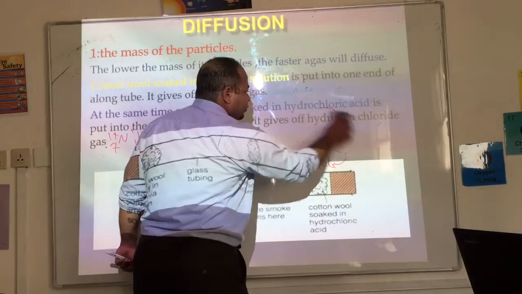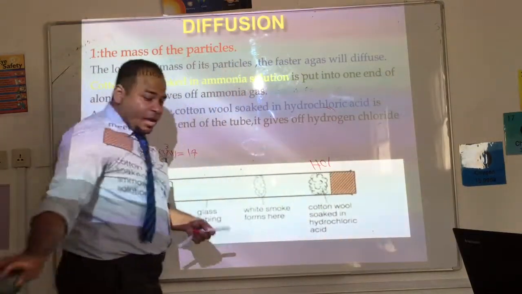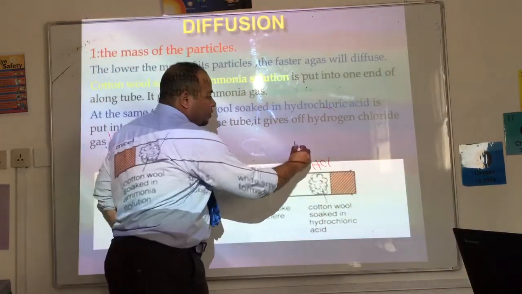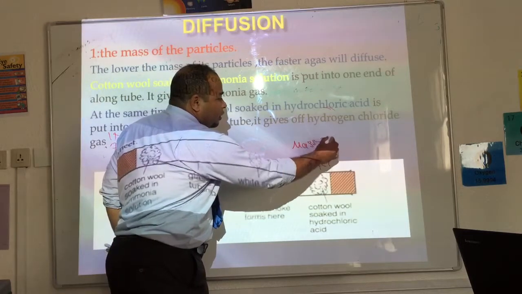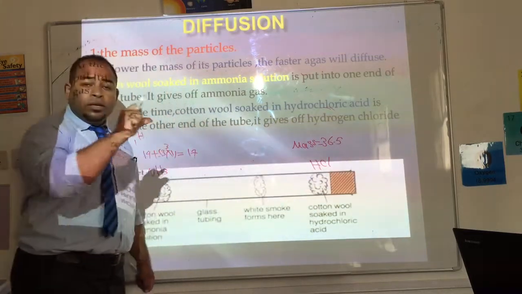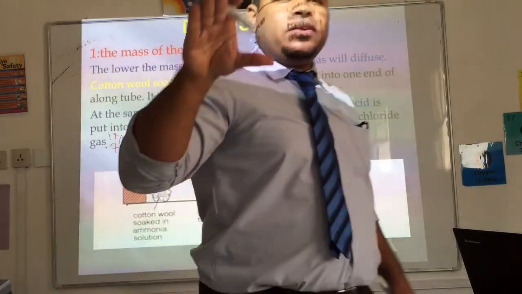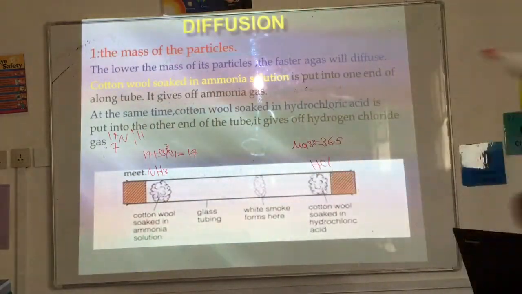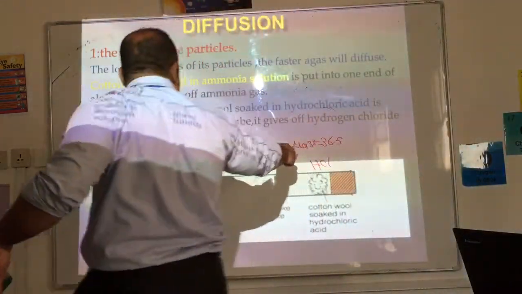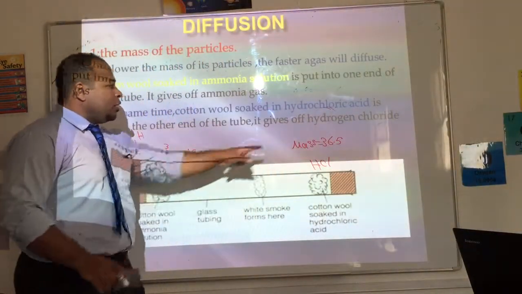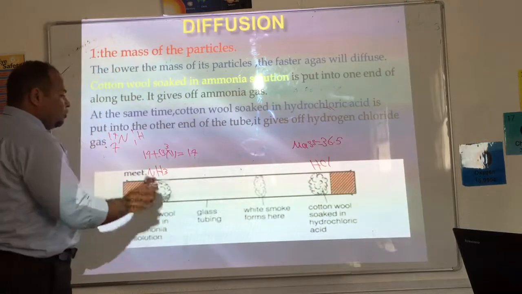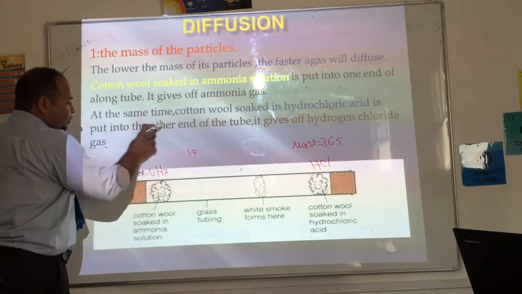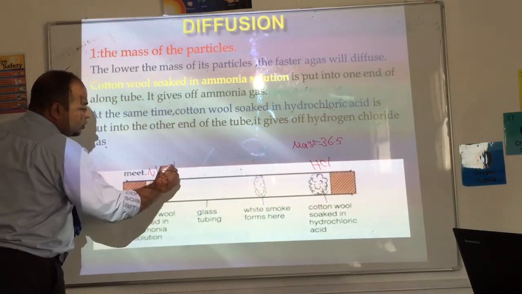This example is almost always in the exams. So attention, please. For this experiment, we have a lot of questions in your exams about this. Mass of HCl, 36.5. NH3 equals 17.